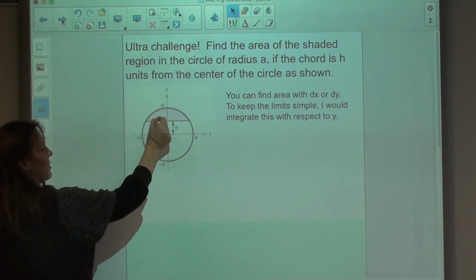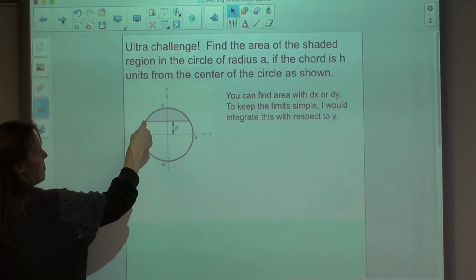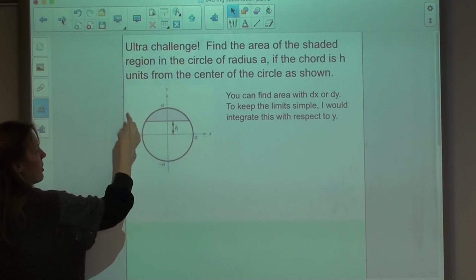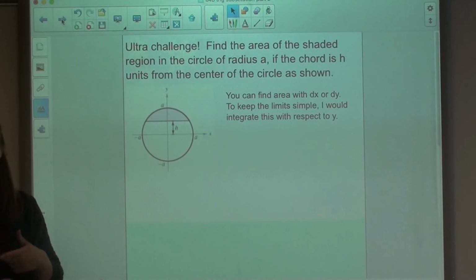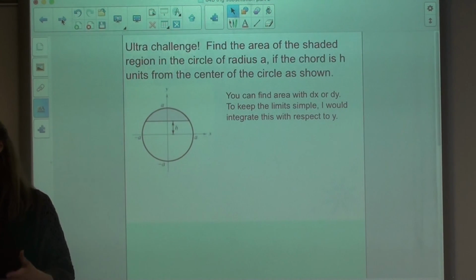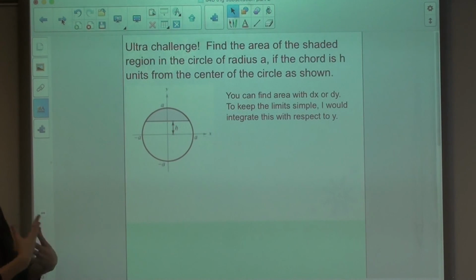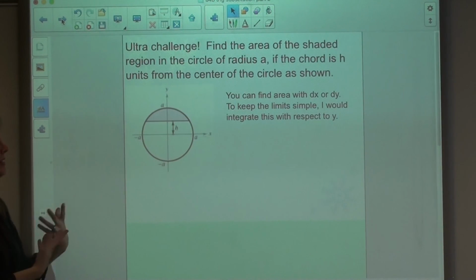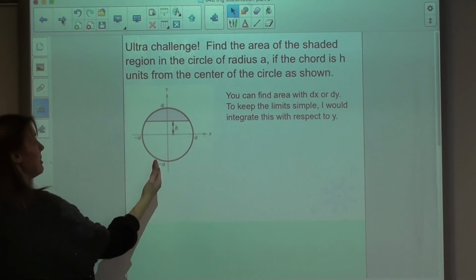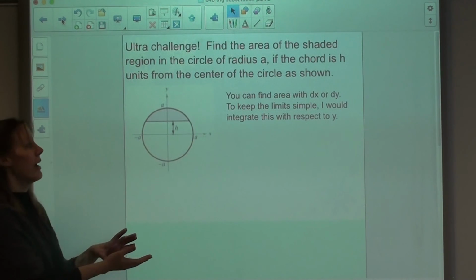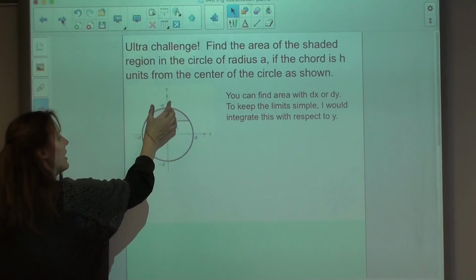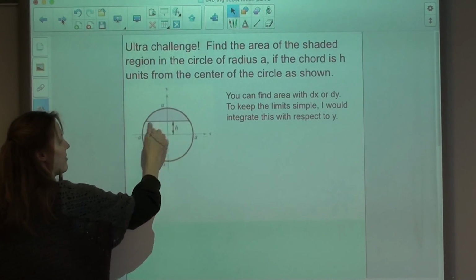To find the points of intersection, you end up getting x equals plus or minus the square root of a squared minus h squared. And when you convert to trig and have to convert your limits, you end up with the arc sine of the square root of a squared minus h squared. It gets really messy. So I scrapped it and decided to do dy, then my limits are just h to a. Bam. So I converted it to a dy and did right minus left, and I didn't even do the left half. I just did the right half and doubled it.